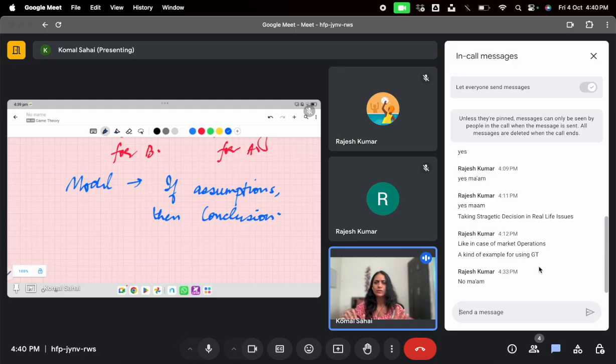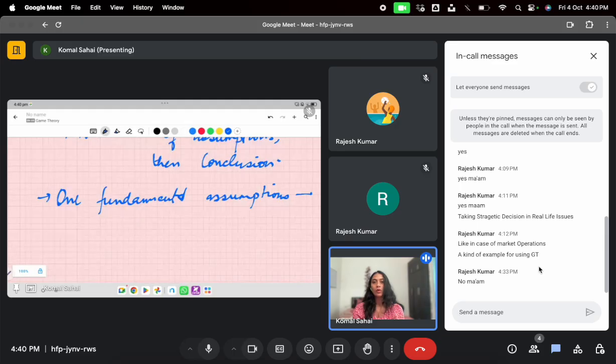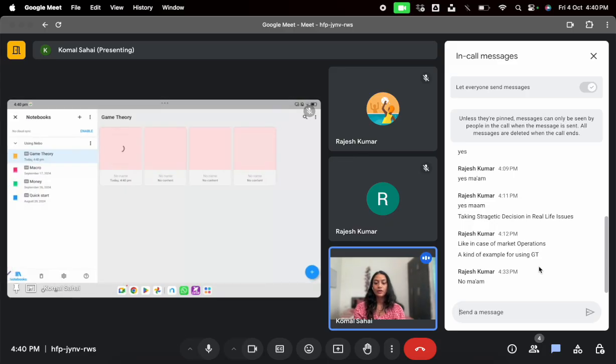Okay, so don't worry, don't get overwhelmed right now. Let's take it stepwise. So one fundamental assumption that is there in all models, and essentially also all traditional economic models, is what is called the assumption of rationality. Okay, so let's understand what this assumption of rationality is.